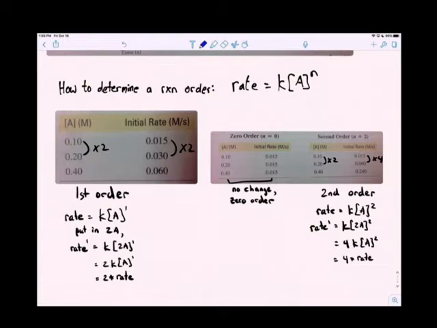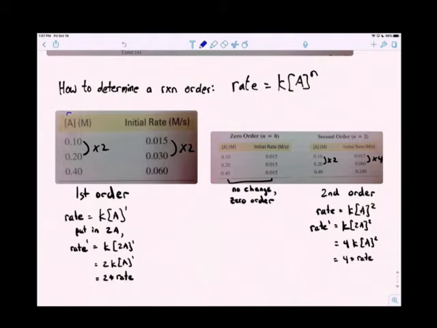This one illustrates first order. If the concentration of A doubles from 0.1 to 0.2, what happens to the rate? The rate doubles. That shows that it is first order. And here is a proof as well, if you want to go through something a little bit more rigorous.